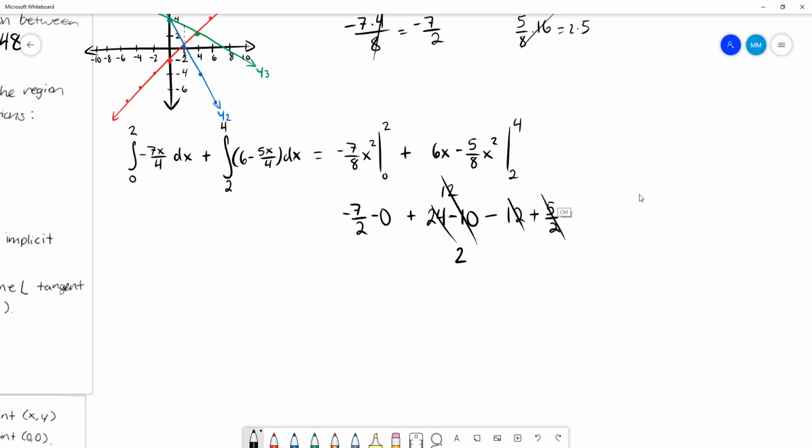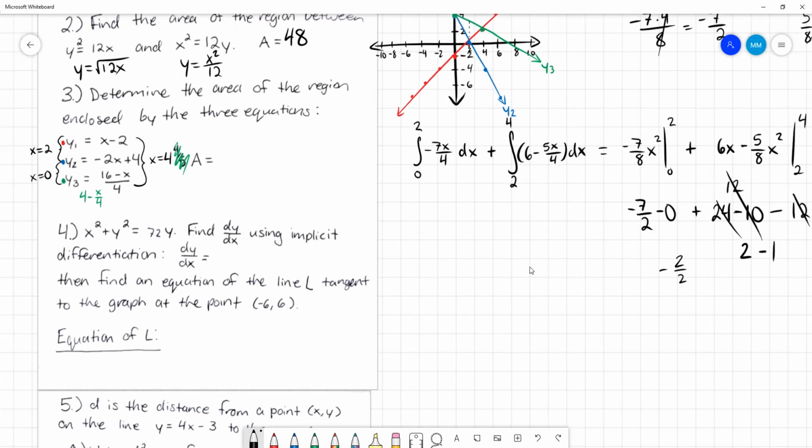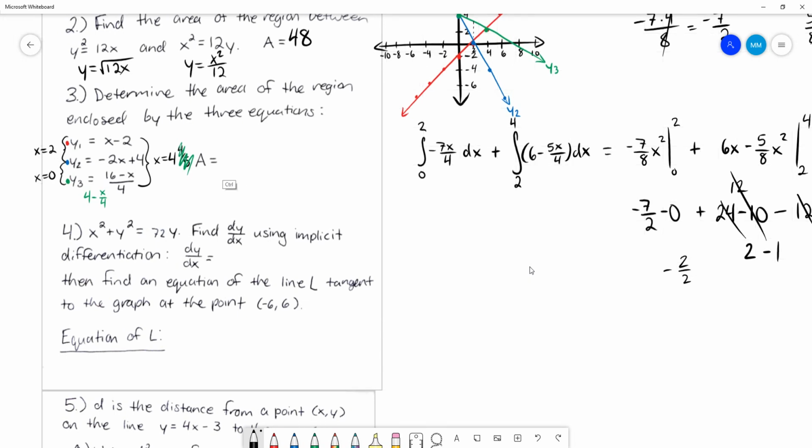Negative 7/2 plus 5/2 is then negative 2/2, which is negative 1. So it's 2 minus 1, and our area is 1.